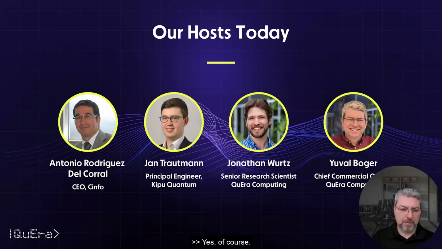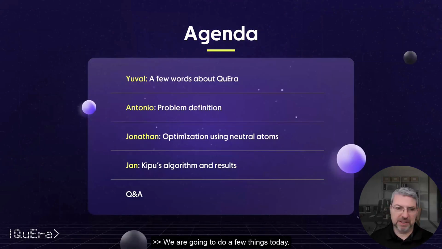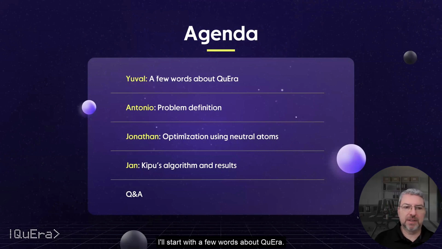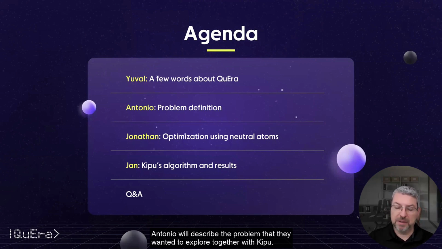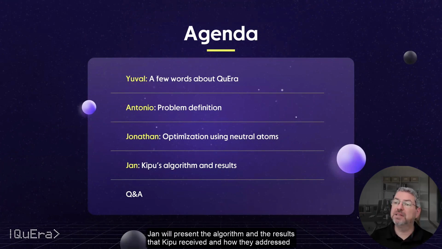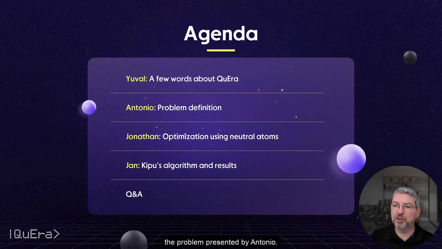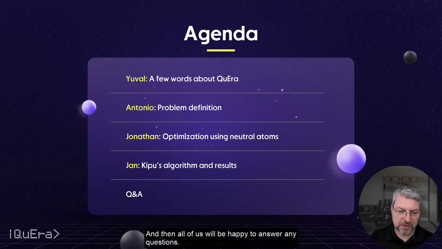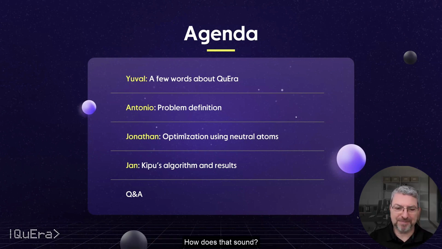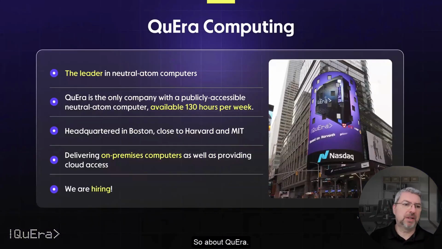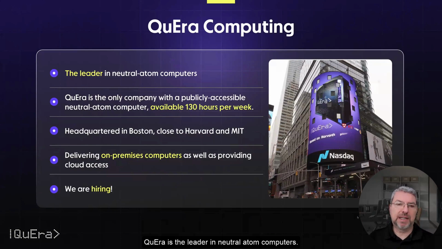Yes, of course. We are going to do a few things today. In terms of the overall agenda, I'll start with a few words about QuEra. Antonio will describe the problem that they wanted to explore together with Kipu. Jonathan will provide some background on optimization using neutral atoms. Jan will present the algorithm and the results that Kipu received and how they addressed the problem presented by Antonio. And then all of us will be happy to answer any questions. How does that sound? Wonderful. So about QuEra.